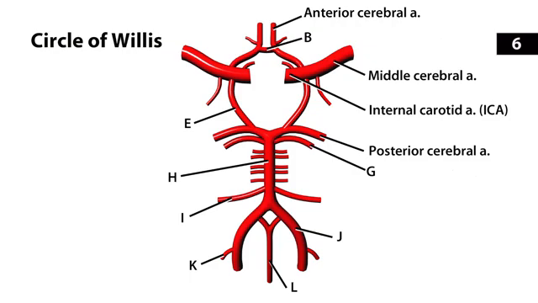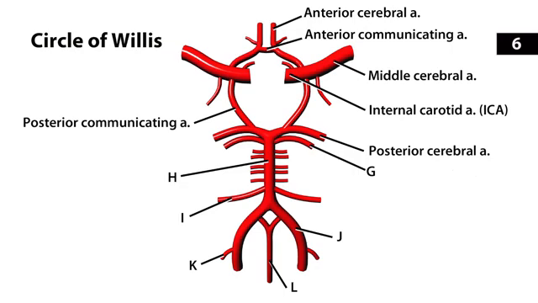Now, the reason that the circle of Willis is a circle is that you have these anastomoses between these three big arteries. And these anastomoses are called the communicating arteries. So letter B is the anterior communicating artery, which runs between the two anterior cerebral arteries. Then letter E is the posterior communicating artery, which connects the MCA to the PCA. So that does it for the anterior circulation.